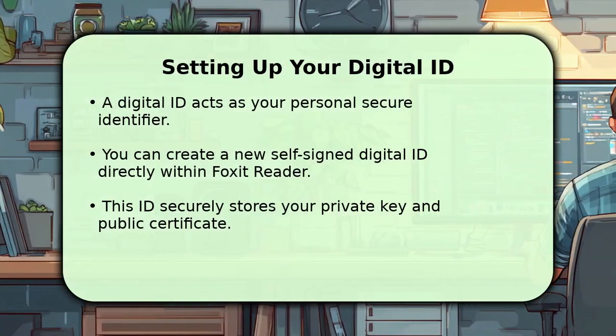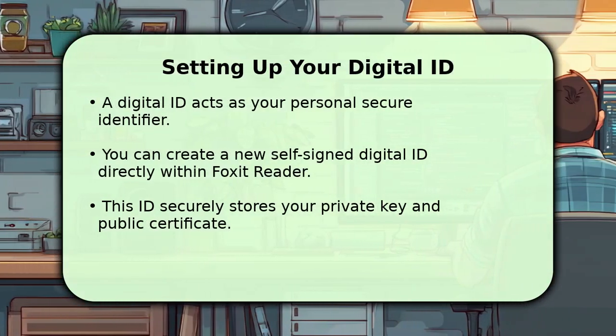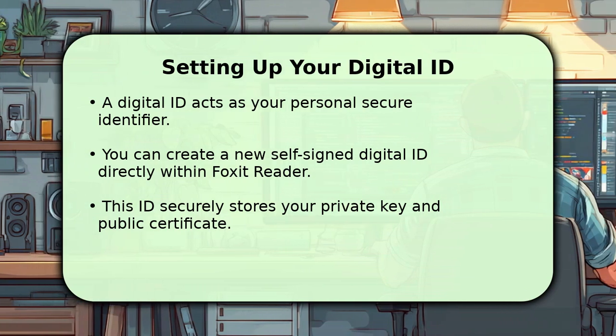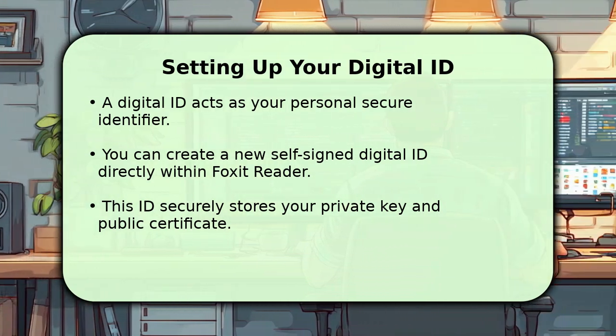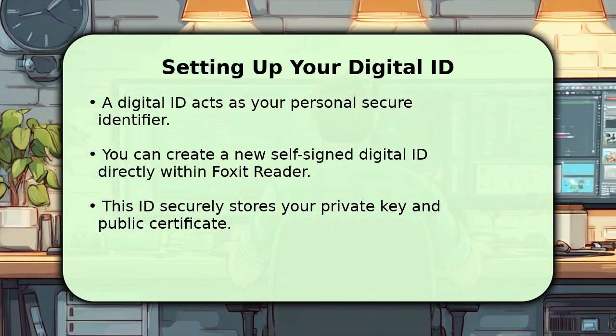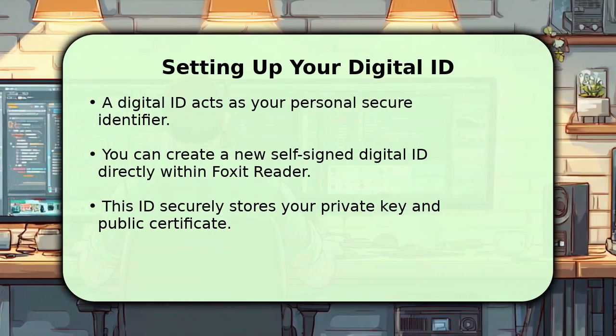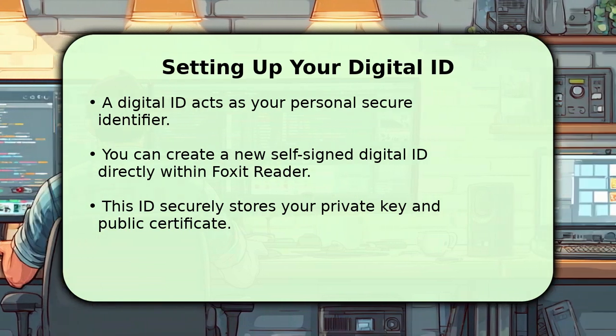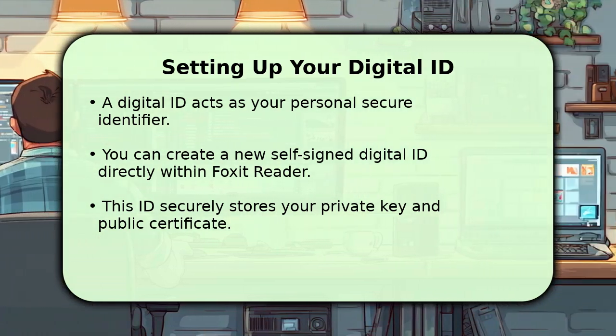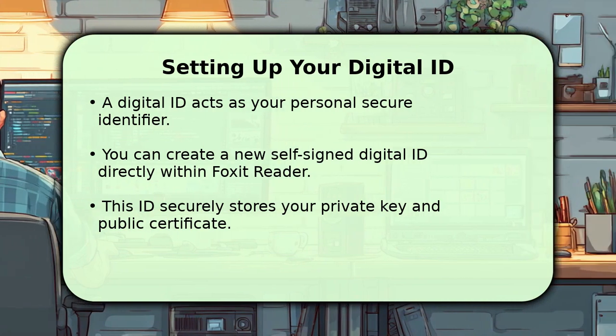Next, you will be prompted to choose a digital ID. If you do not have one, select New ID from File or New Self-Signed Digital ID and follow the prompts. For a self-signed ID, you will enter your name, email, and choose a strong password. This creates your unique digital identity, which is crucial for authenticating your signature effectively.